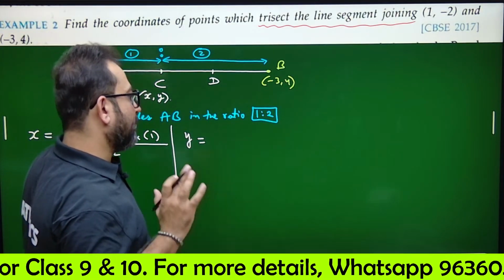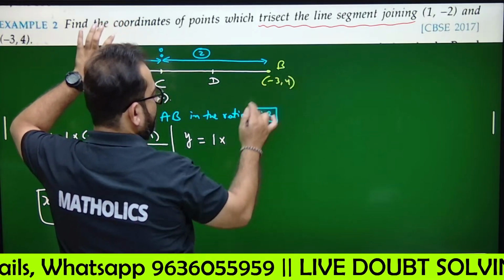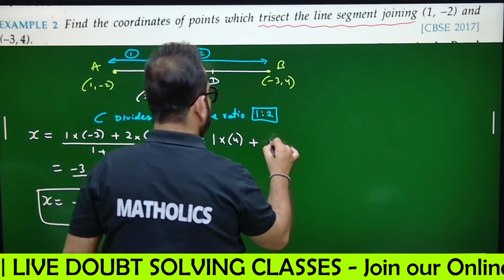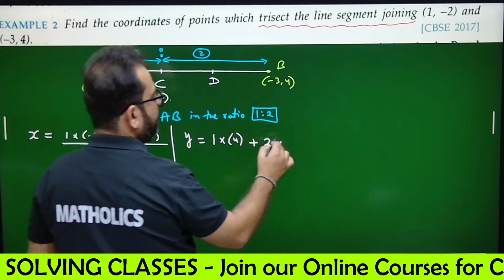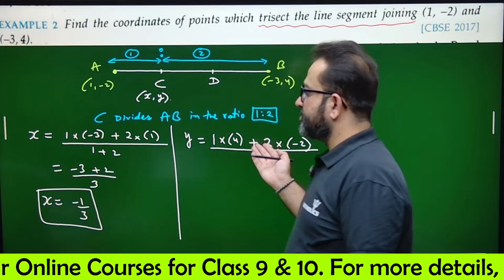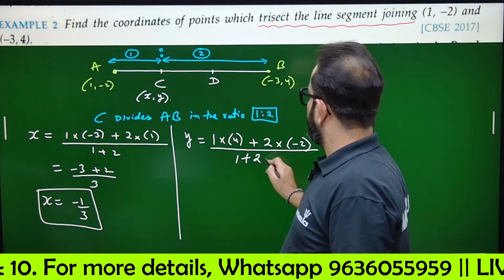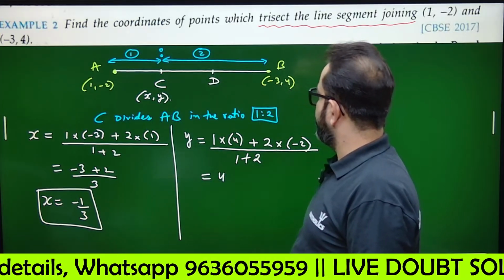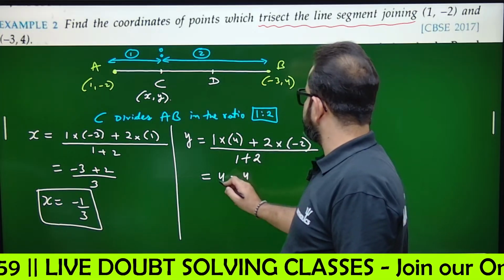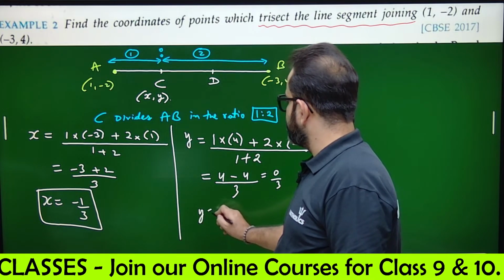Okay. Now if I write y, what will be y? For writing y, I always write first this 1 and 2 ratio. 1 into the y coordinate of this point, that means 4, plus 2 into the y coordinate of this point, that means -2. So -2 you write in bracket. It will look nice and you'll be solving questions precisely, effectively. Upon 1 plus 2. So that's equal to 4, and this is -4, plus -4 upon 3. So it is 0/3. That means y is equal to 0.